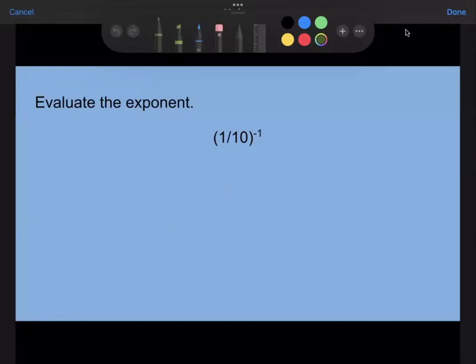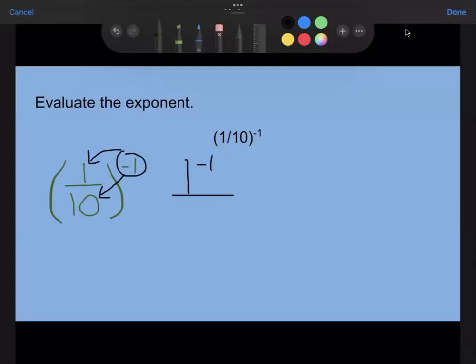Okay, here's our next one. It is 1/10 to the negative first power. I wanted to show you what some of these look like as well. So I'm going to rewrite it as 1/10, but in the parentheses, to the negative first power. What that means is that the negative first power applies to both the numerator and the denominator. So I'm going to distribute that -1 here and here. I'm going to rewrite this as 1 to the negative first power over 10 to the negative first power. All I did was distribute that negative first power to both the numerator and the denominator.